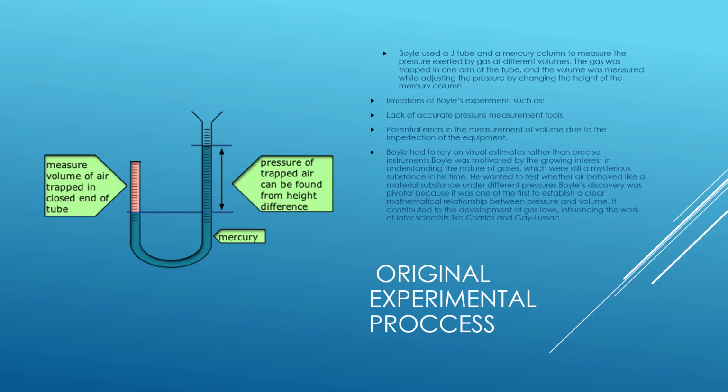Boyle was motivated by the growing interest in understanding the nature of gases, which were still a mysterious substance in his time. He wanted to test whether air behaved like a material substance under different pressure. Boyle's discovery was pivotal because it was one of the first to establish a clear mathematical relationship between pressure and volume. It contributed to the development of gas laws, influencing the work of later scientists like Charles and Gay-Lussac.